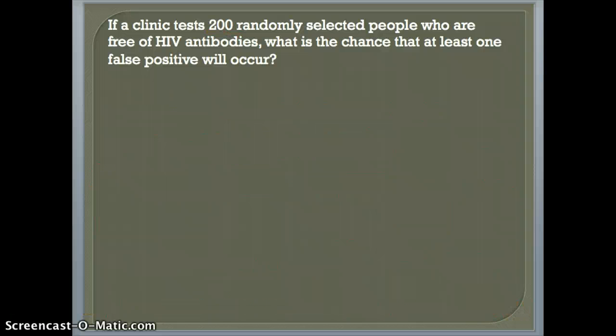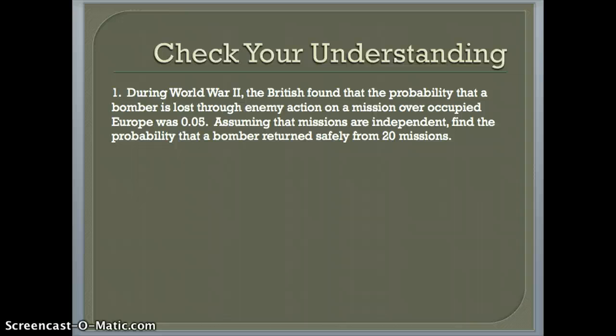Okay. Now you check your understanding. So I'm going to kind of do these with you, just for the sake of saving some time. Okay, so during World War II, the British found that the probability that a bomber is lost through enemy action on a mission over occupied Europe was 0.05. Assuming that missions are independent, find the probability that a bomber returns safely from 20 missions.